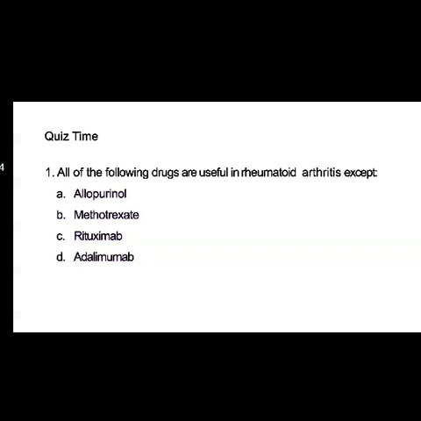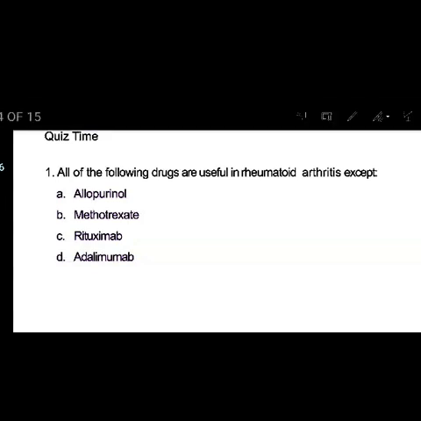So this is a quiz. All of the following drugs are useful in rheumatoid arthritis, except, so I'm giving a pause. You can answer what may be the answer for this. Allopurinol, methotrexate, rituximab, or adalimumab. I hope you could answer. Answer is allopurinol.